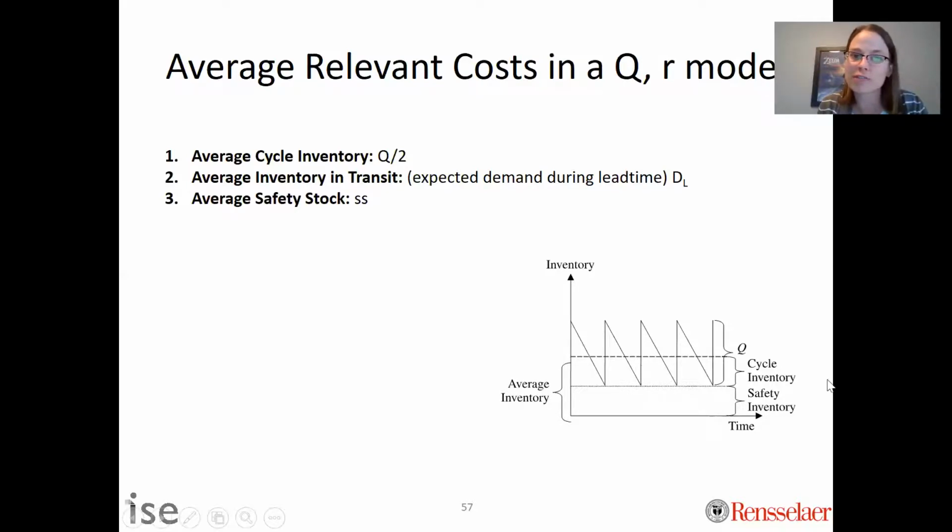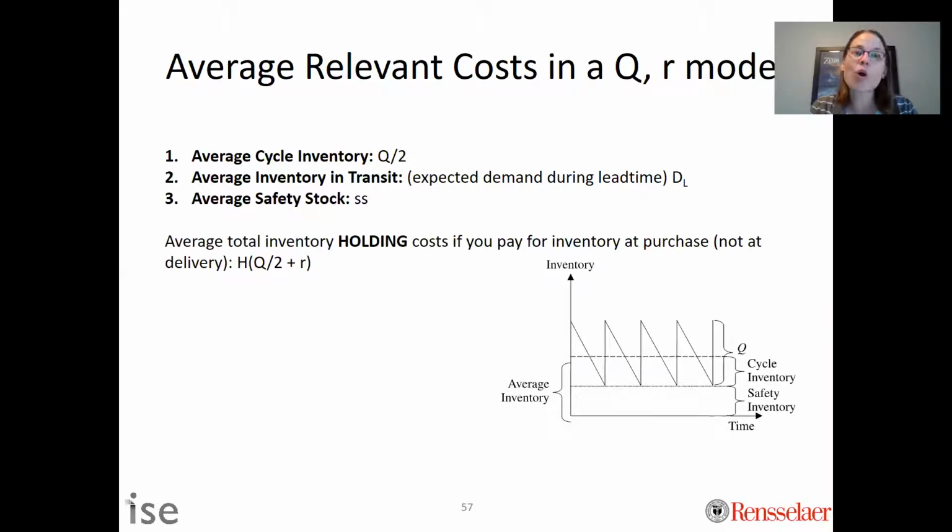That's called cycle inventory. Then we have the average inventory in transit, which is from when I place an order to when it shows up. How do we calculate that? Well, that's the expected demand during lead time, because that's when we're placing an order. So that's D/L, the expected demand during lead time. And then we have safety stock. Safety stock is the expected number of units on hand when a replenishment order shows up. That's the buffer we have on average to protect against variability in demand.